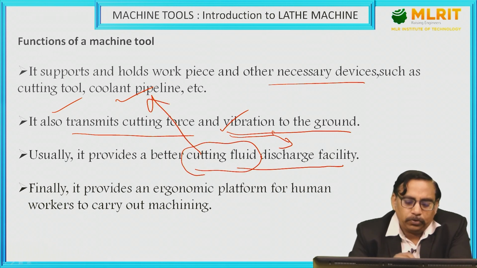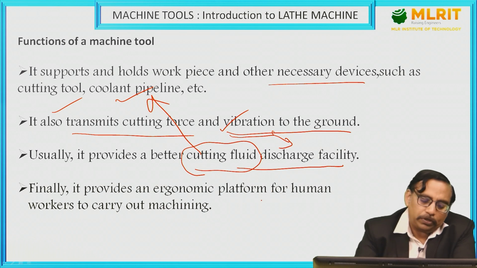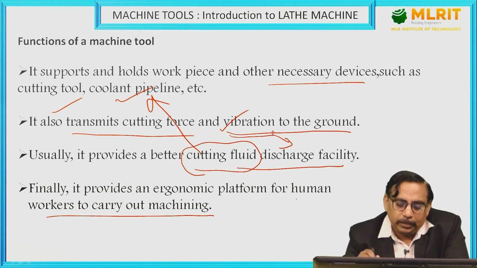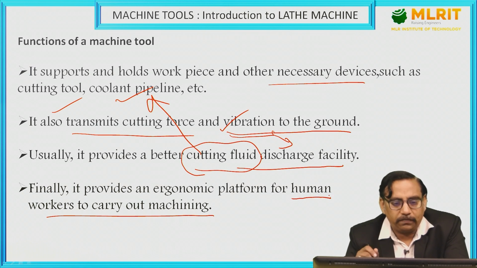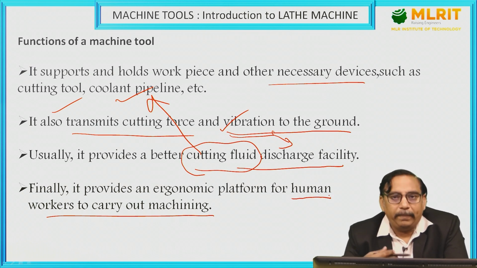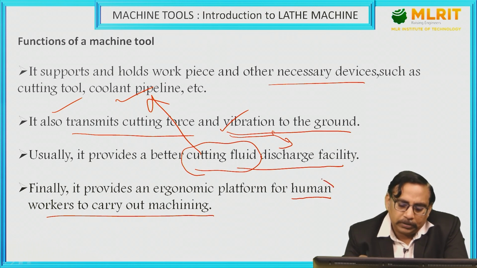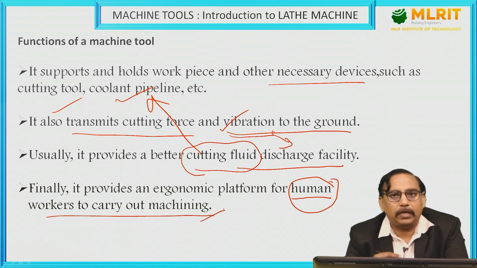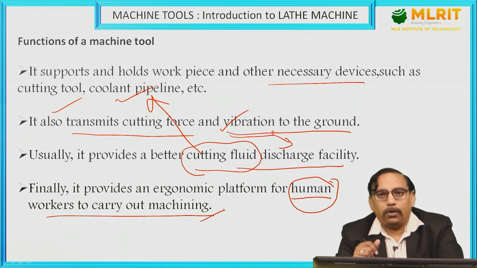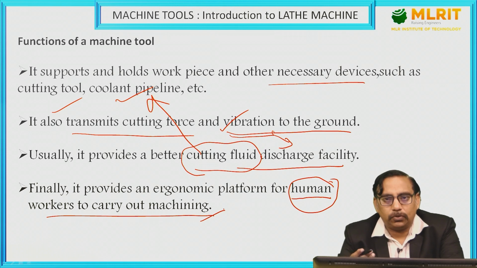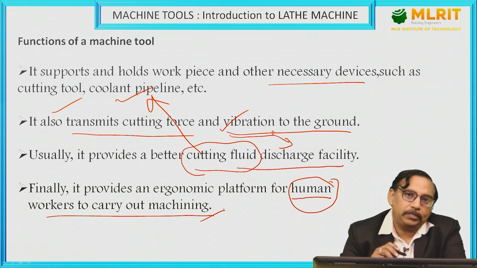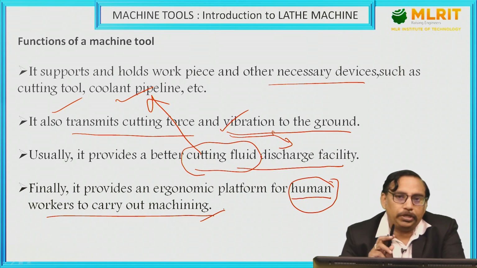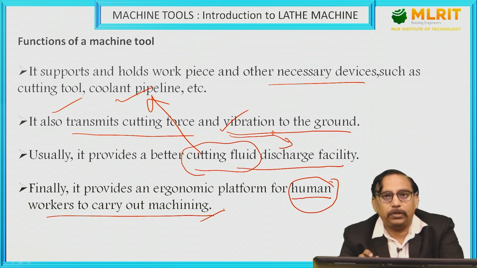So finally it provides an ergonomic platform for human workers to carry out machining. So here in the first slides we are saying that to reduce the human effort, we are going for machining with machines, right? But there should be some operator, that is a human operator, to carry out machining. Nowadays we are having robotic operated machines also, but still a human is needed to intervene in the program which has to be given to a robot.